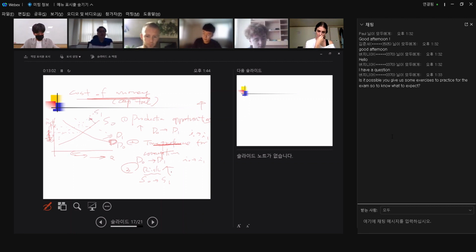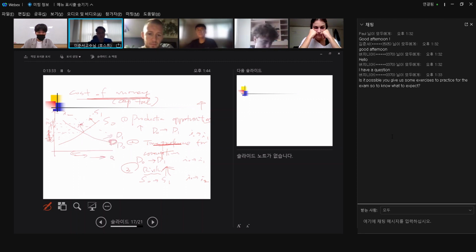Okay, if the risk is increased, then money supply is decreased, which results in shifting the supply curve to S1 from S0. Then the interest rate is also increased, from I0 to I2, right? From here to here, so the interest rate is increased.